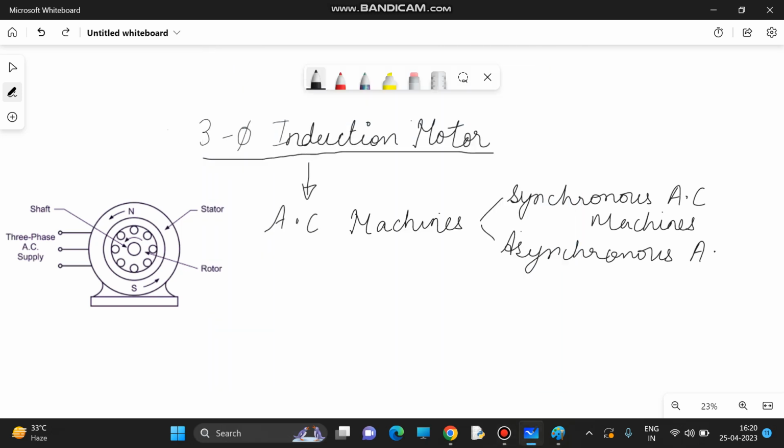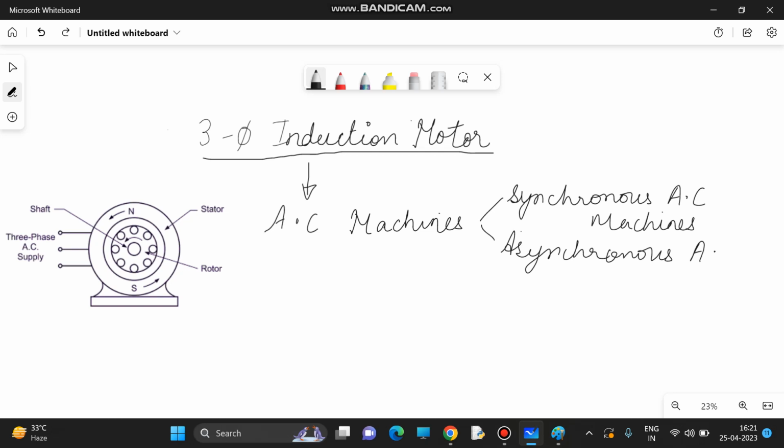So we are going to start three-phase induction machines. Three-phase induction machines is a broad category for both motor as well as generator. So we'll be talking about three-phase induction motor first. It comes under the broad category of AC machines because it runs on AC.